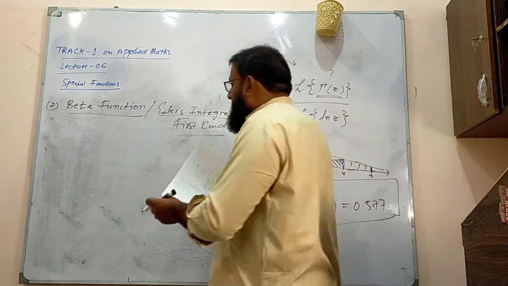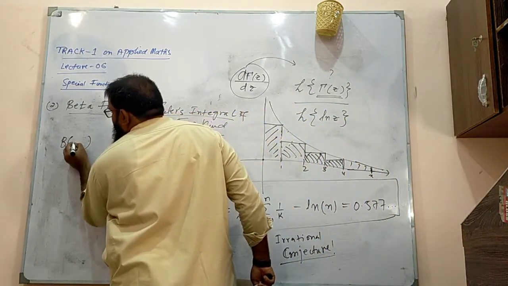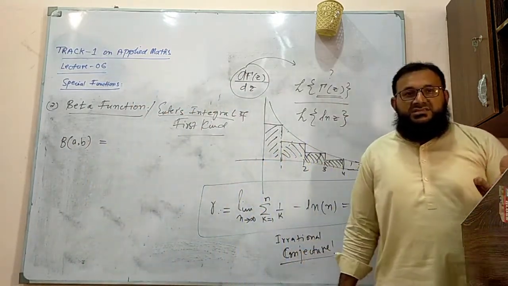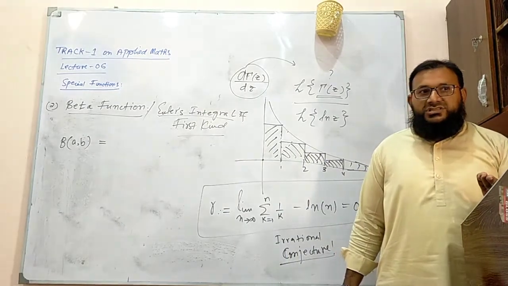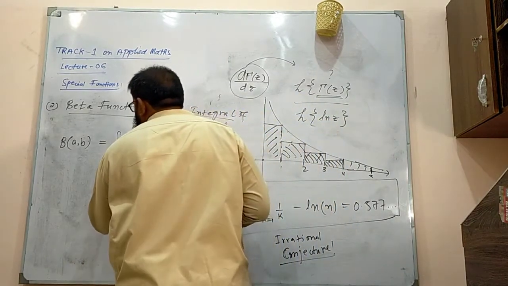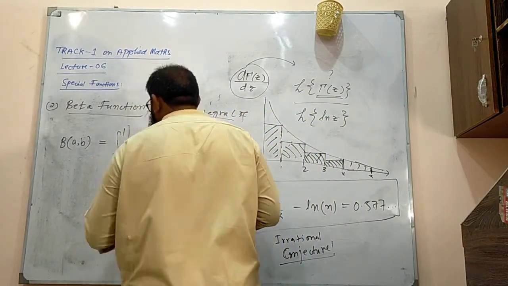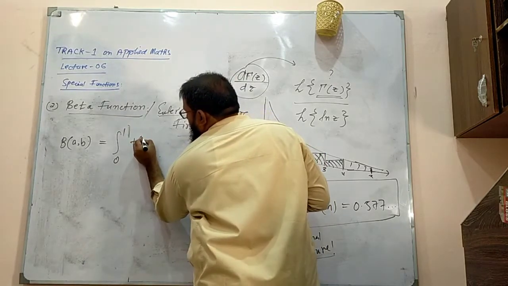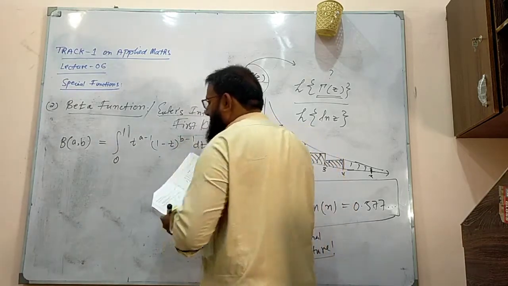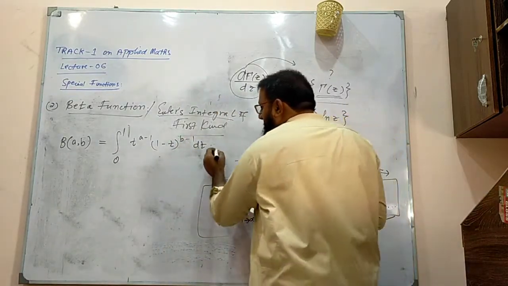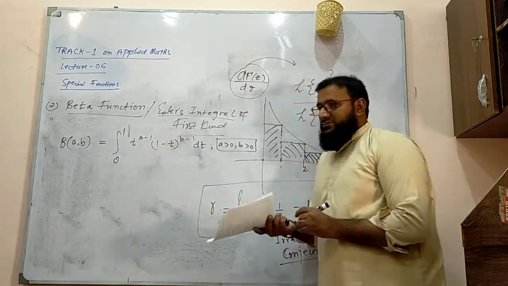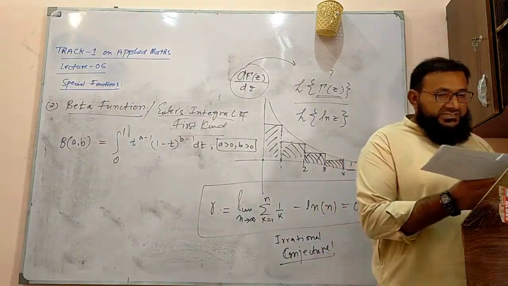So how is it defined? For the beta function we need two parameters. In some books you will see m and n, in some books p and q, in some books a and b, depending upon the context of the book. The limits of integration are 0 to 1, and the integrand is t power a minus 1 times 1 minus t power b minus 1, dt. And it is valid when a is greater than 0 and b is greater than 0. These should be greater than 0.